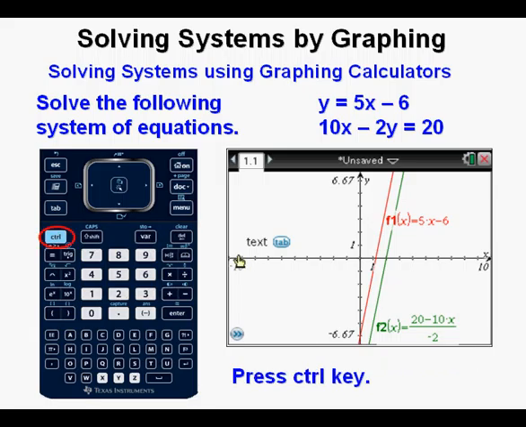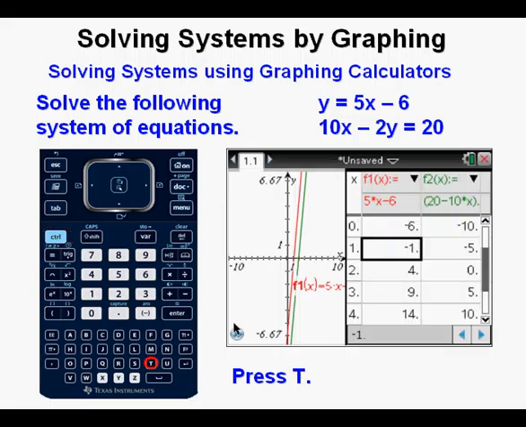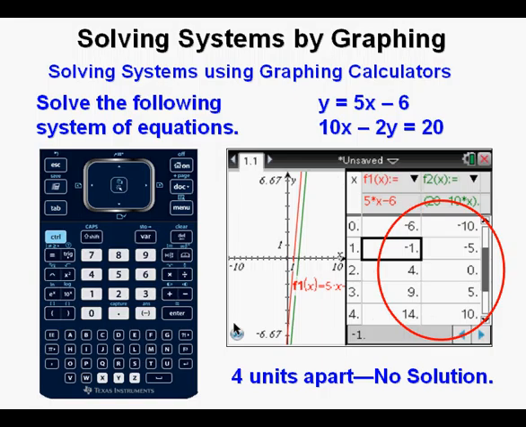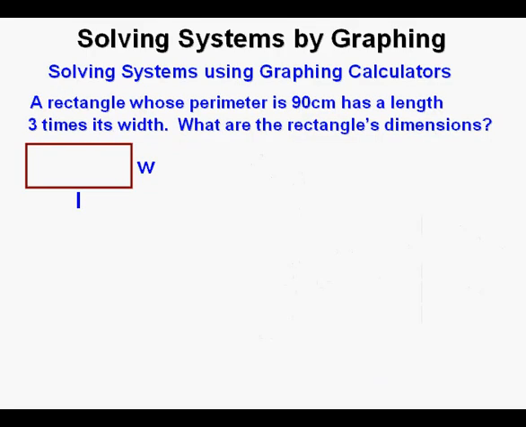But we'll take another look using the table view. To get to the table view, press the Control key labeled CTRL, then press T for Table. We see the output values in the table 4 units apart, verifying that the two lines will never touch. There is no solution.